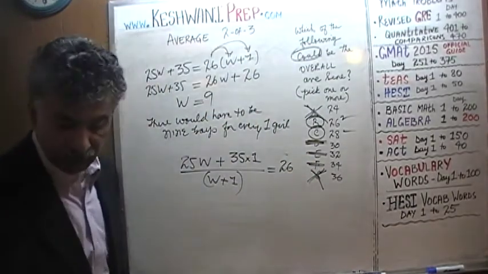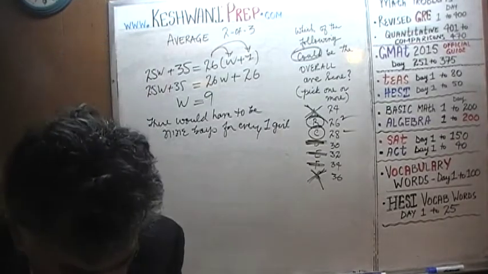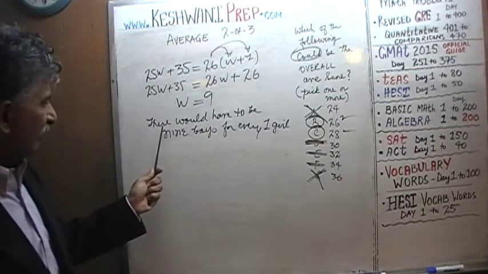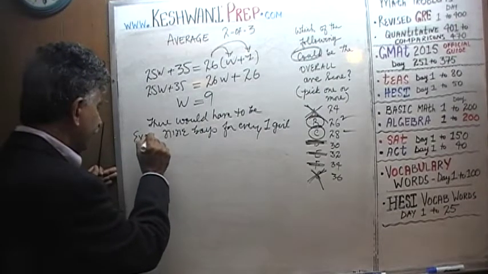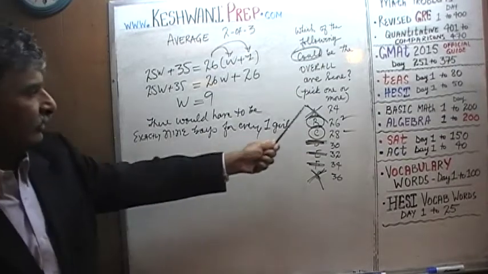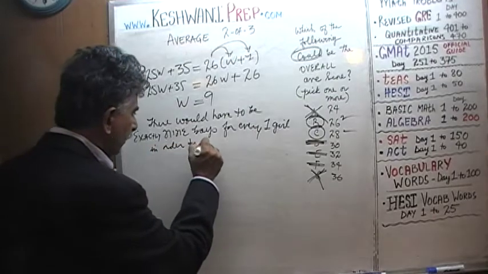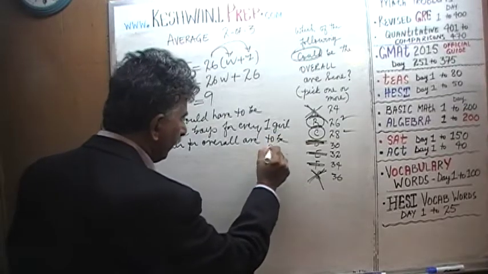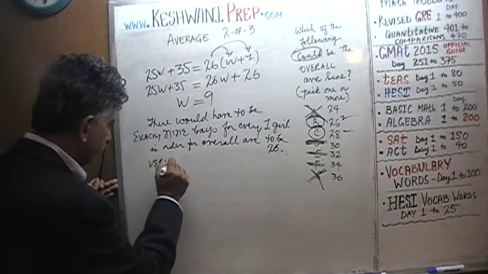And we can verify it very quickly. It's very simple. I'm not writing everything down out of sheer laziness, but this is what it says here: there would have to be exactly 9 boys for every 1 girl in order for the overall average to be 26. That's the part I did not write here. And we can verify it. Very simple verification. Let's verify it.